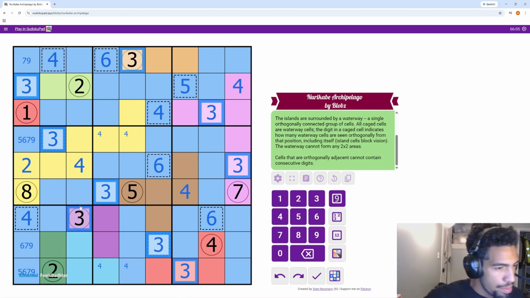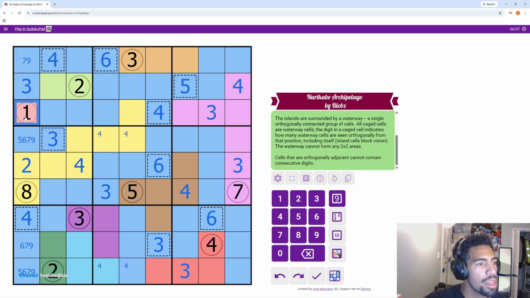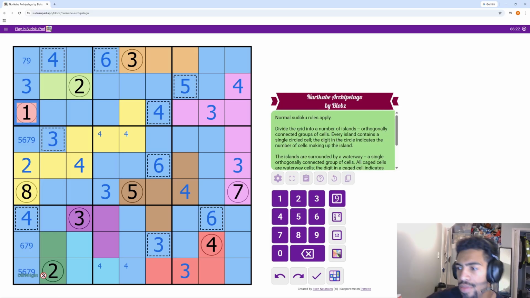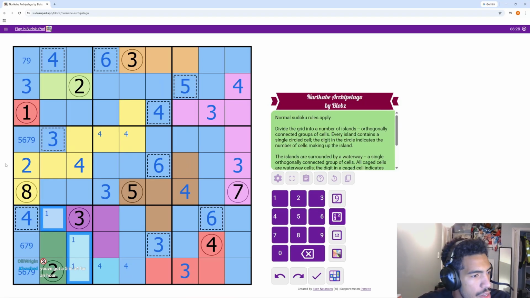Alright. What else am I working with? Wait, this puzzle was low-key so much fun. What the heck? Is it just Sudoku now at this point? There's no other cells? Oh, orthogonally adjacent, and that's it, right? Orthogonally adjacent. Yeah, I think that's it.